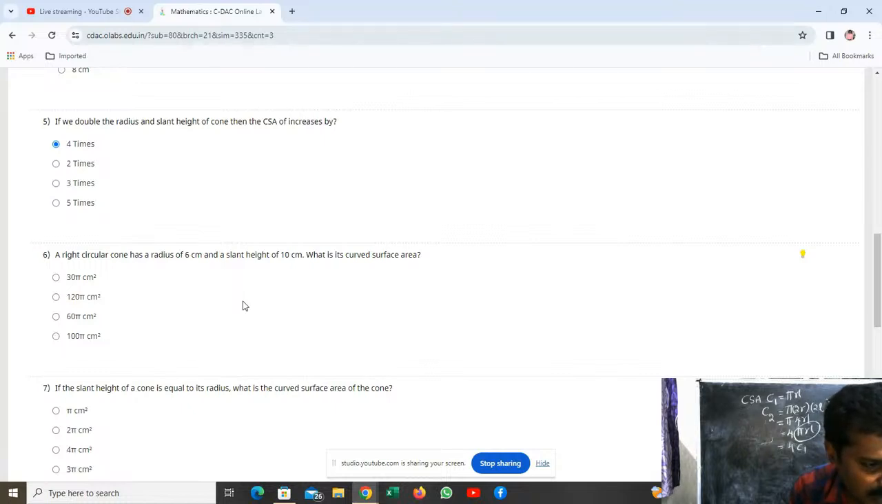Direct answer. I think everybody can say the simple answer. The sixth one is a simple answer. You can do it. Radius is given as 6, slant height is given as 10, find the curved surface area. No need to substitute the value of pi, it's simple.